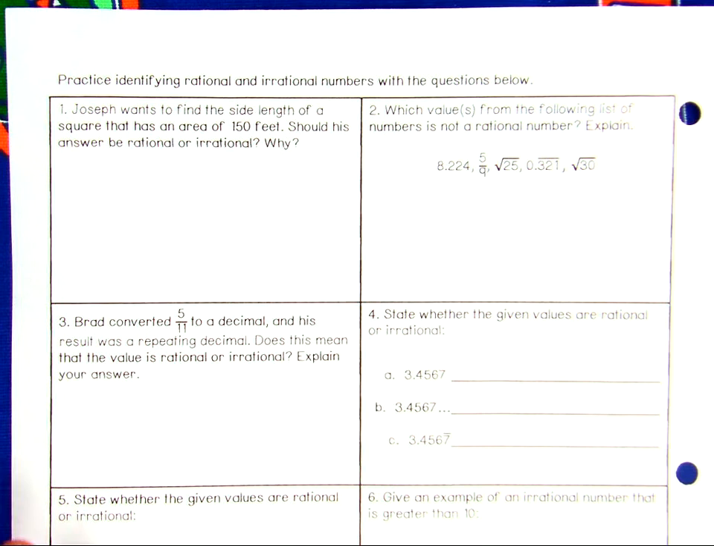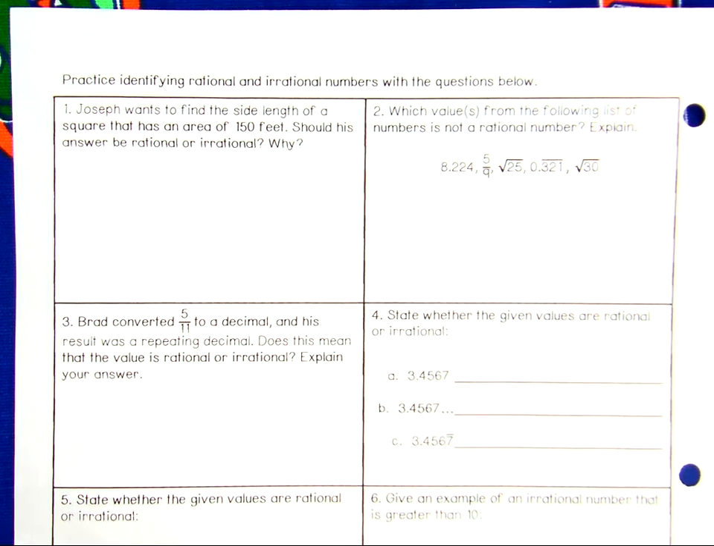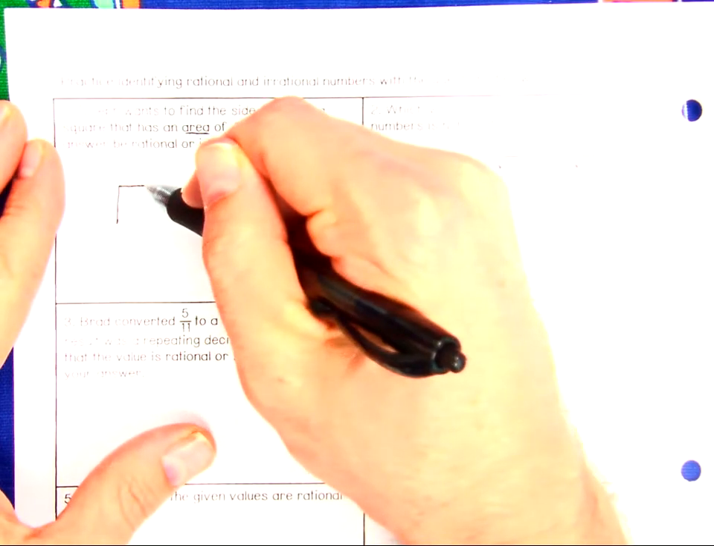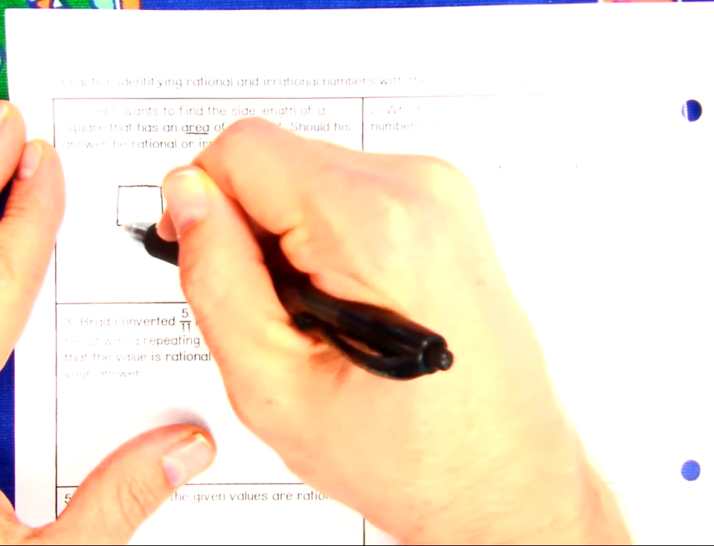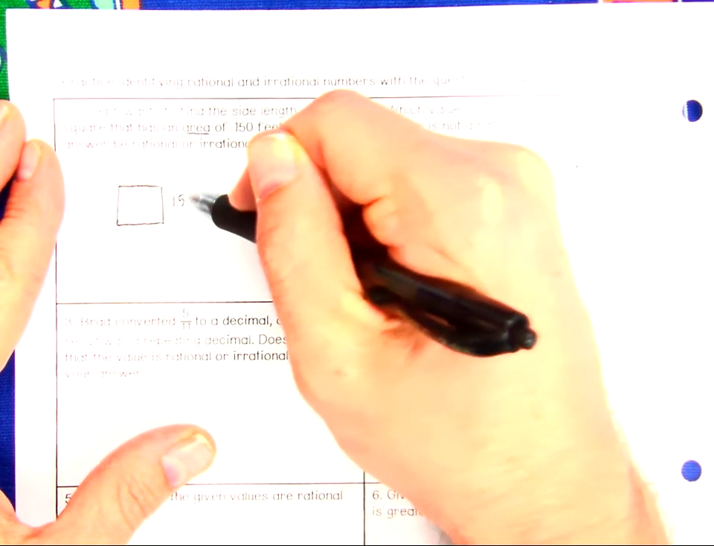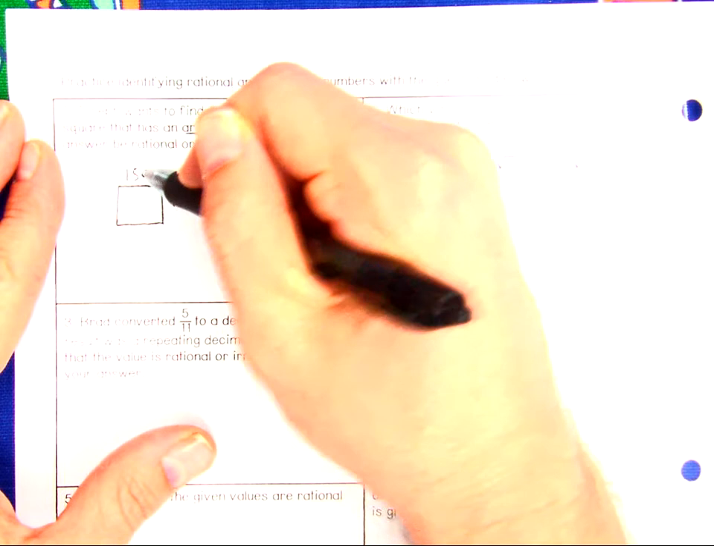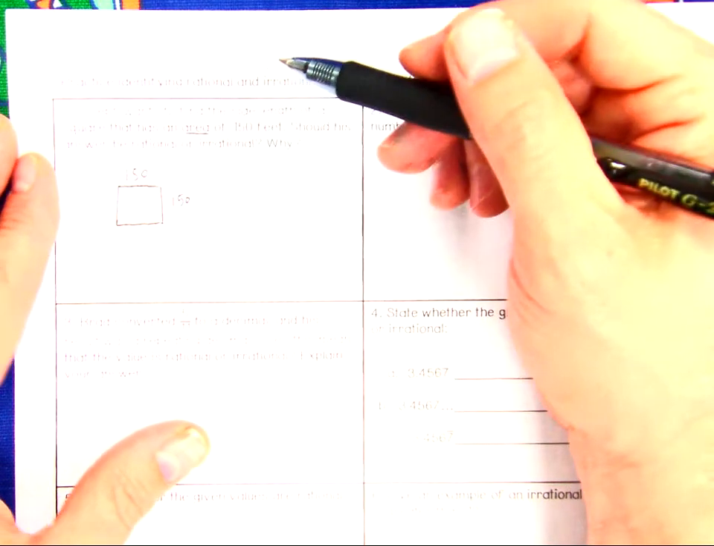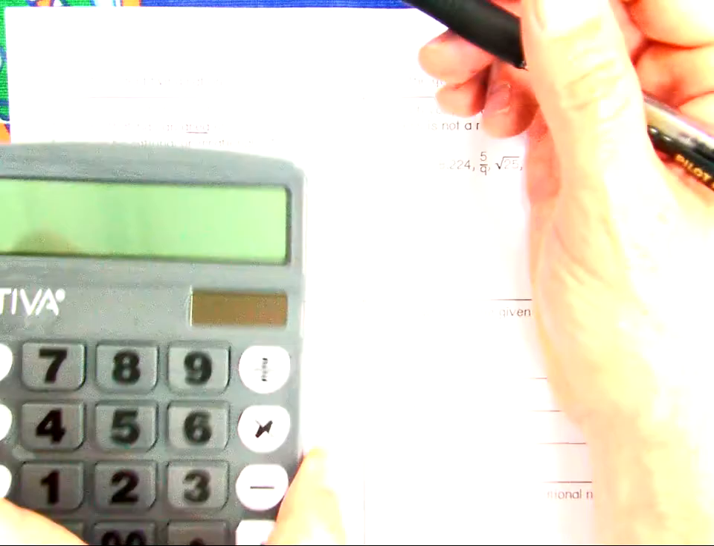Let's start with: Joseph wants to find the side length of a square that has an area of 150 feet. Should this answer be rational or irrational, and why? He's looking to find the area of a square. Visually, a square has the same length and width. So 150 by 150. Now the area is going to be length times width. So we're expecting the answer to be rational. So we're going to do 150 times 150.